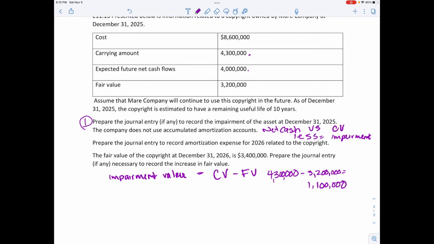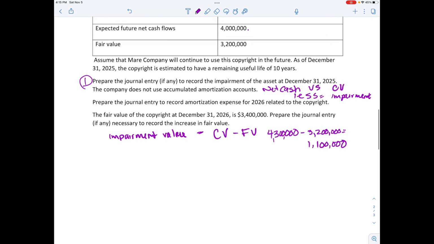So first thing we have to do, now that we've determined there's an impairment, is record that loss on impairment. This should be a good review from previous chapters. Debit that loss on the impairment and credit your copyright.